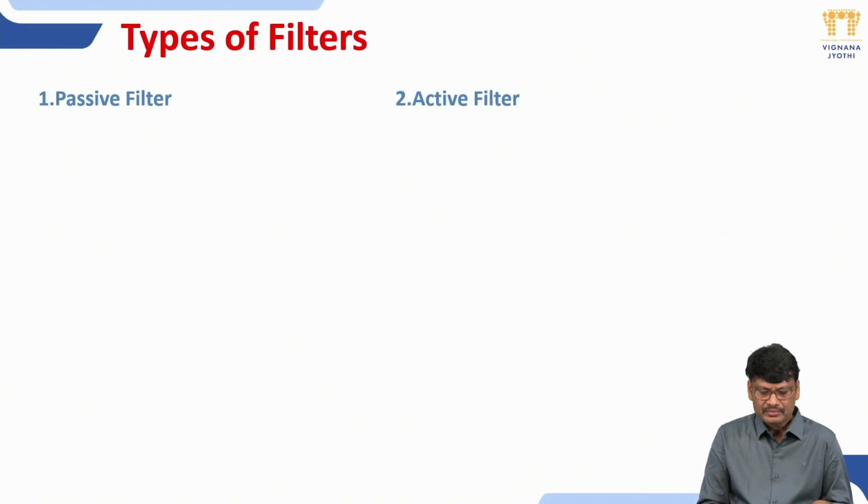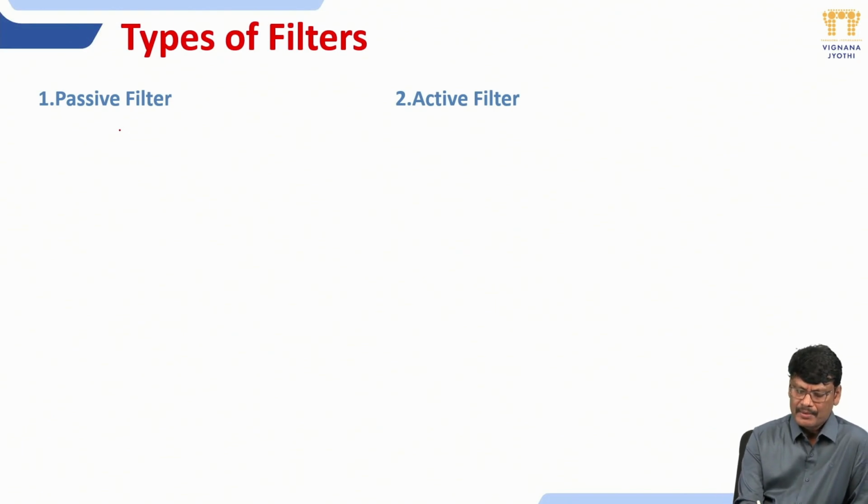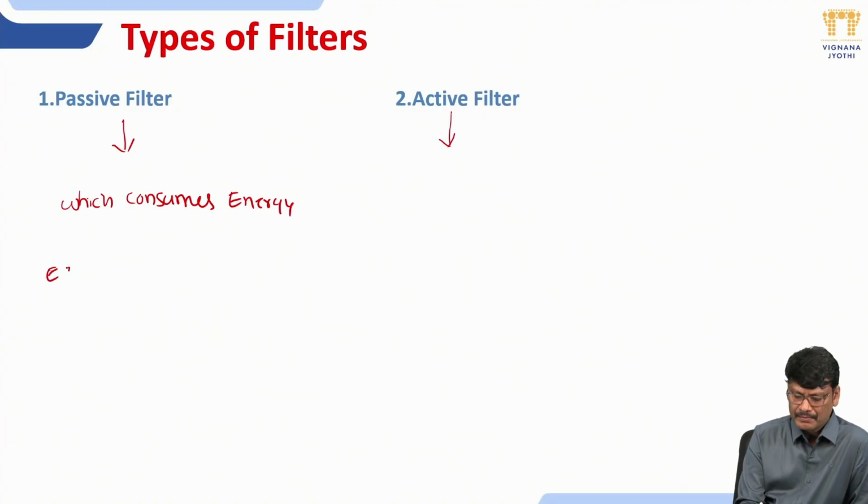Now let us move to the third one, types of filters. Basically, filters are classified into two types. One is the passive filter, and the second is the active filter. A passive filter consists of passive elements, and active filters consist of active elements. A passive element is nothing but one which consumes energy. Examples: resistor, inductor, and capacitor.